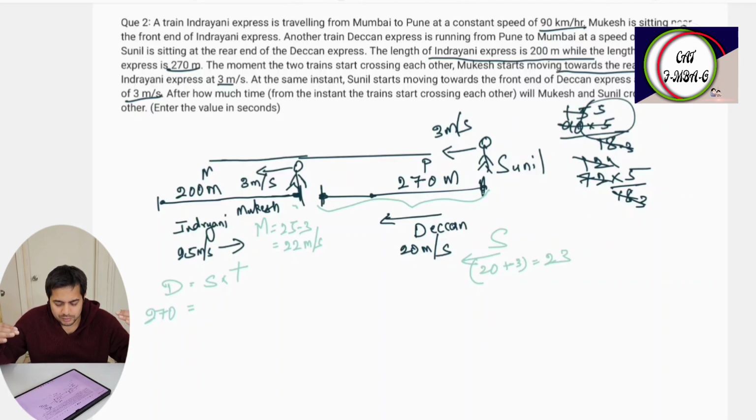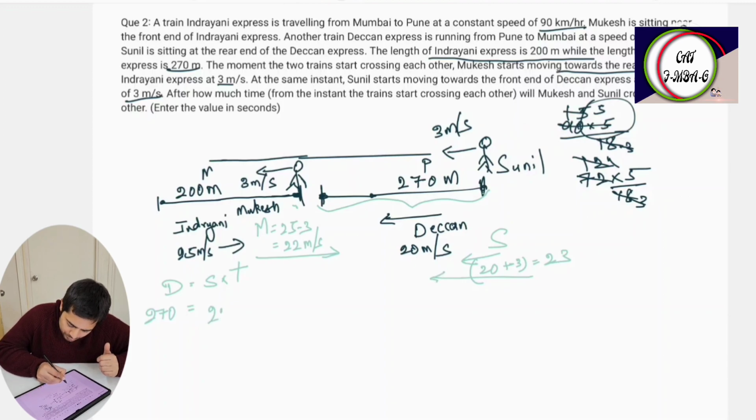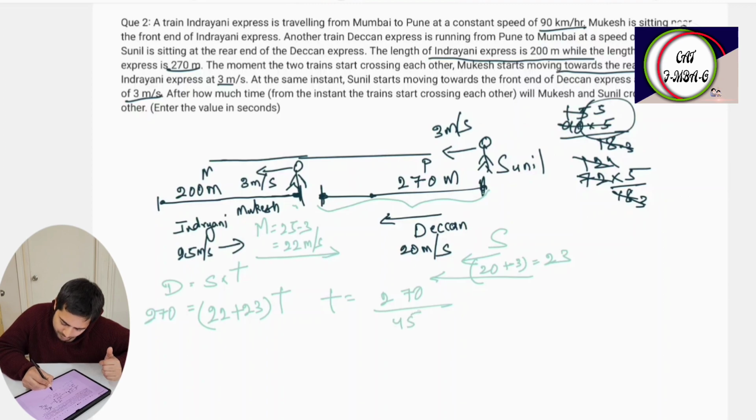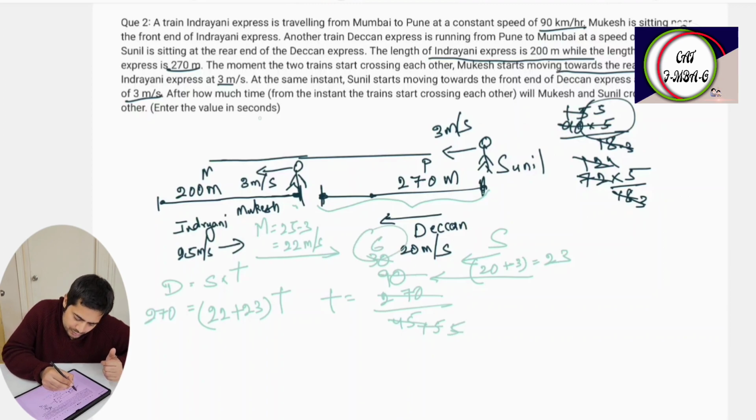Since these two people are moving in opposite directions, the effective speeds add up. So 22 plus 23 into time. Time is equal to 270 upon 22 plus 23, which is 45. The answer is 6 seconds.